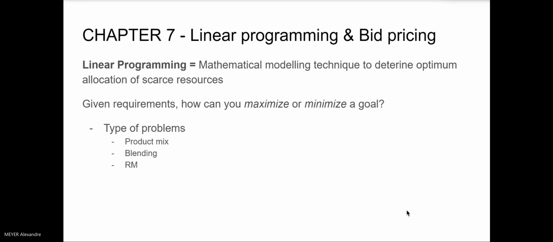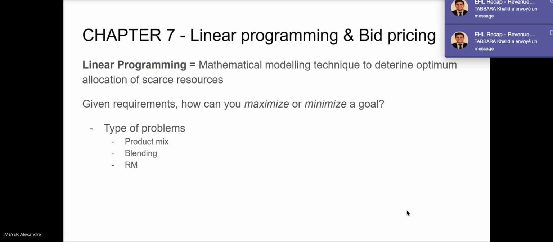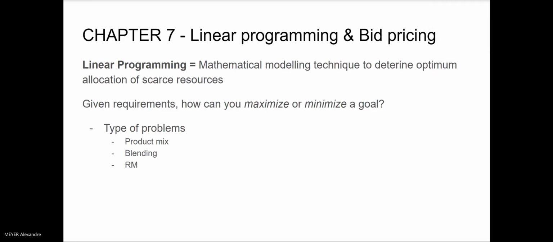But essentially, linear programming, or the constrained optimization technique, in other words, is the mathematical modeling technique to determine the optimum allocation of scarce resources among competing demands, right? Because we must understand that scarce resources are finite. We have a limited amount of them. So we aim to maximize or minimize something with the requirements that we have, right?